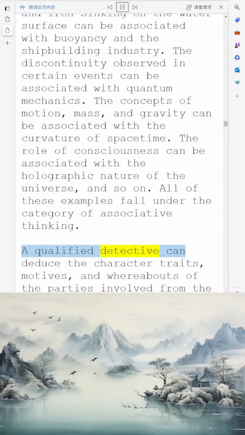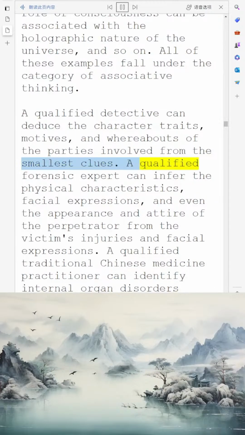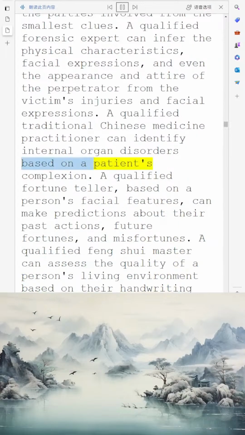A qualified detective can deduce the character traits, motives, and whereabouts of the parties involved from the smallest clues. A qualified forensic expert can infer the physical characteristics, facial expressions, and even the appearance and attire of the perpetrator from the victim's injuries and facial expressions. A qualified traditional Chinese medicine practitioner can identify internal organ disorders based on a patient's complexion.